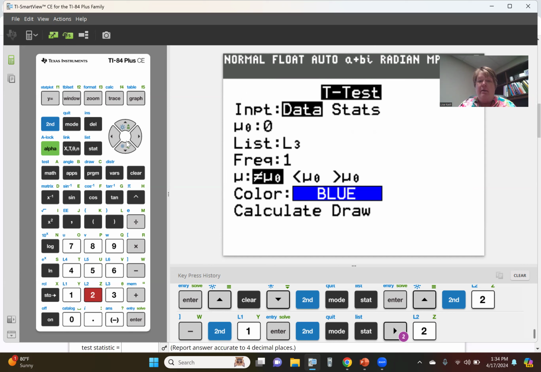Mu sub 0 is 0 because we're assuming that there is no difference. What we're testing is, is there a difference? So the status quo is there is no difference between post and pre. I have my data in L3 because that's where I did that subtraction, L2 minus L1. And we're running a two-tailed test because our alternative hypothesis is not equal to. It could be less than or greater than, depending on what I'm looking at. What is my alternative hypothesis? Not equal to. And then we're going to go down here and calculate.